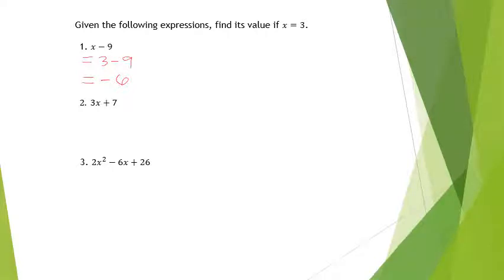Number 2, replace variable x by 3. 3 times 3 plus 7. Then perform operations. Multiplication muna. 3 times 3, 9 plus 7. Then simplify further, 16.